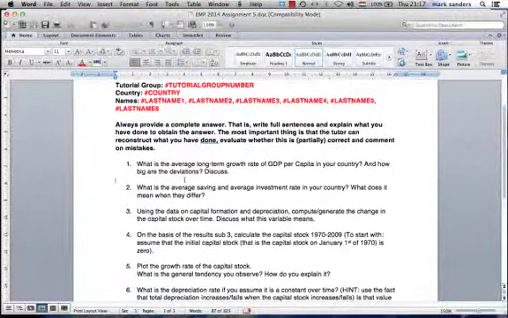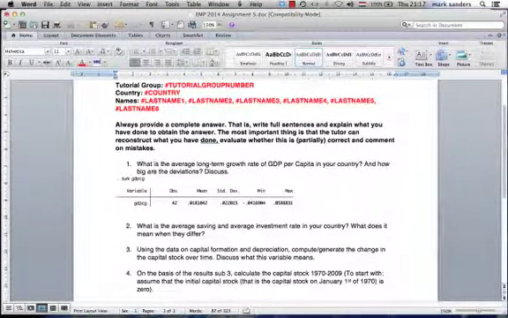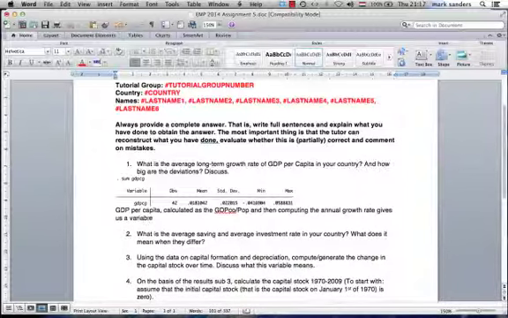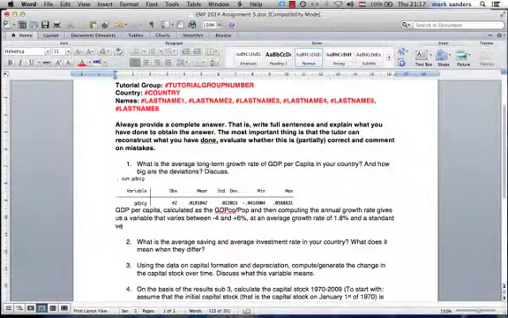Copy as picture, plug that in here. GDP per capita calculated as the GDP over pop, and then computing the annual growth rate gives us a variable that varies between -4 and +6% at an average growth rate of 1.8% and a standard deviation of 2%.